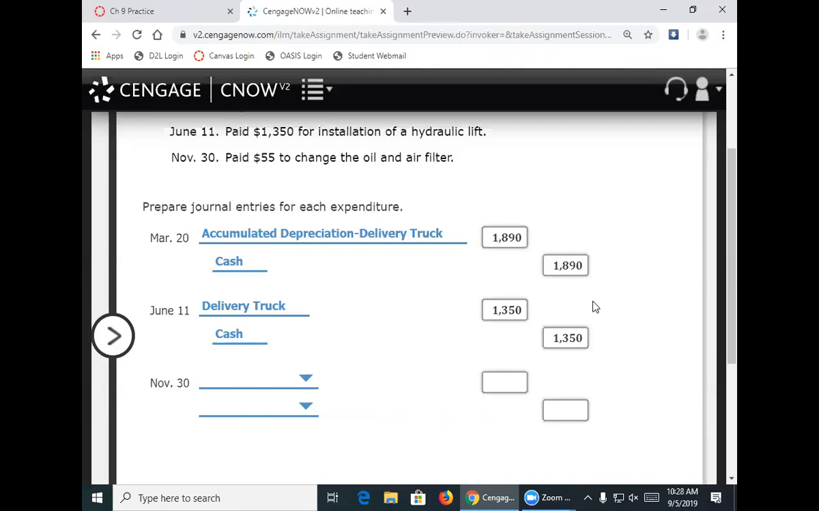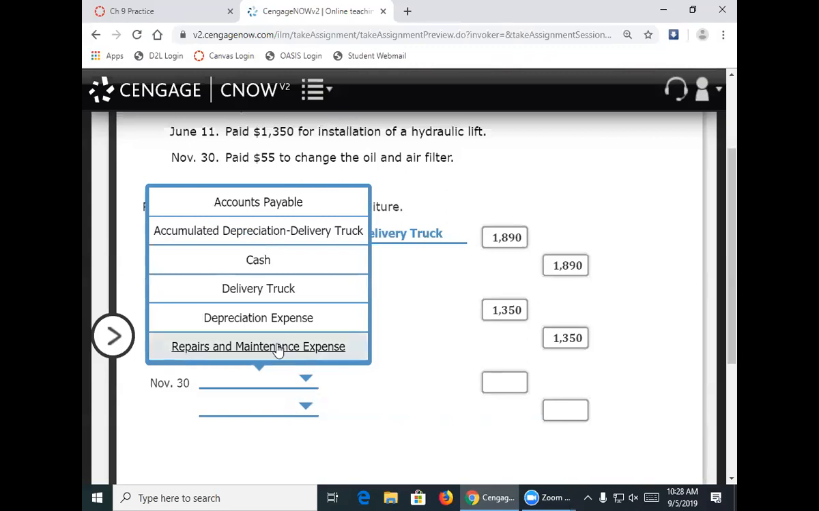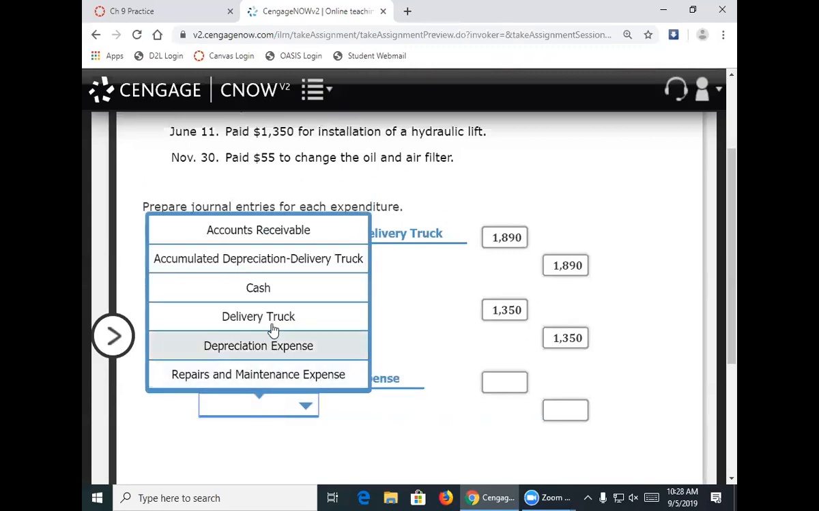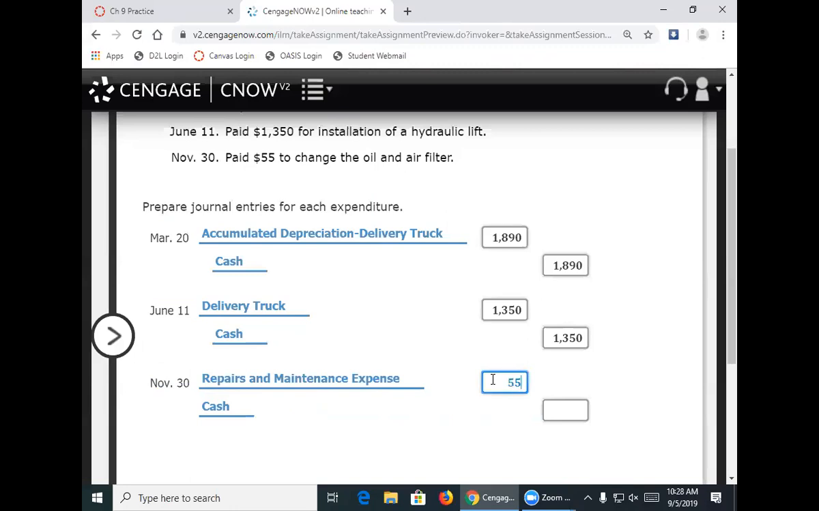And then the last one, on November 30th, we paid $55 to change the oil and air filter. That's just an ordinary expense, like a normal maintenance item. So we're just going to debit that to repairs and maintenance expense and credit cash. So repairs and maintenance expense gets debited and cash gets credited.